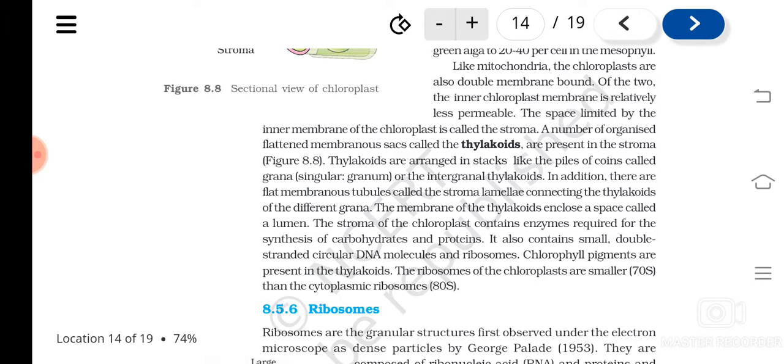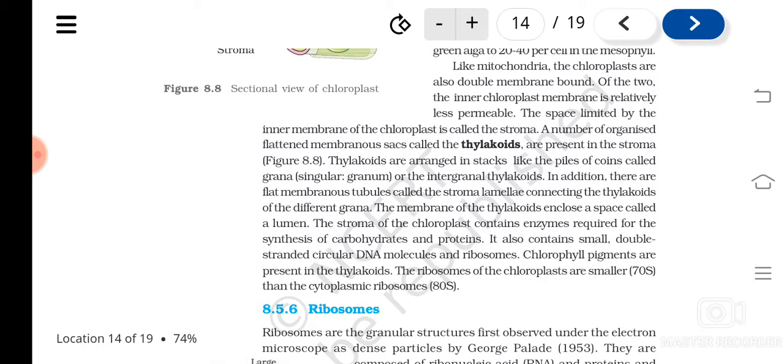And you see the chloroplast has two different sides. One is the stroma, the matrix. The matrix of the chloroplast is known as the stroma. And then you can see the thylakoids arranged in the stroma. The groups of thylakoids are known as the grana.